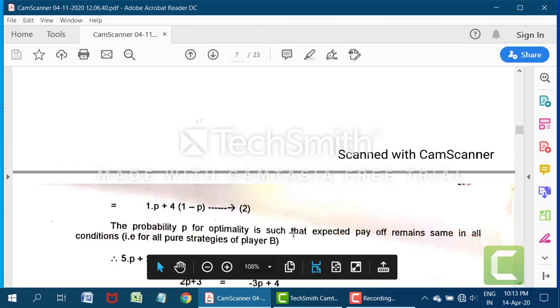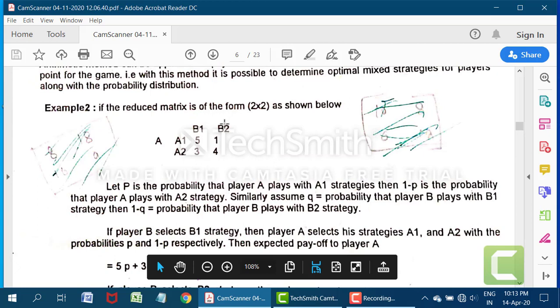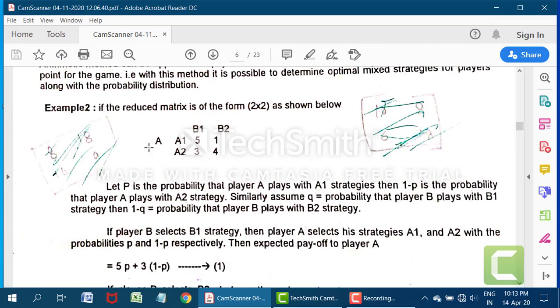So, in all the varying conditions, whether B is going to play with the B1 strategy or the B2 strategy, his expected payoff must be equal. He thinks that I must have the maximum payoff, and that payoff must be equal in all the varying conditions. That should be his school of thought. That should be his objective.